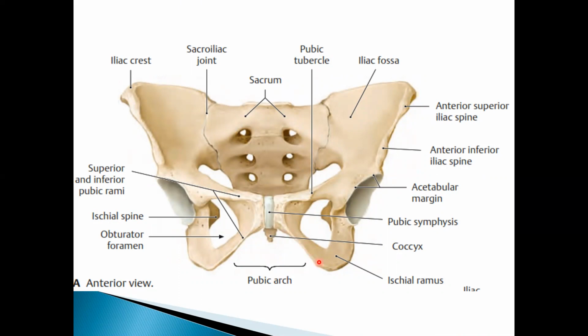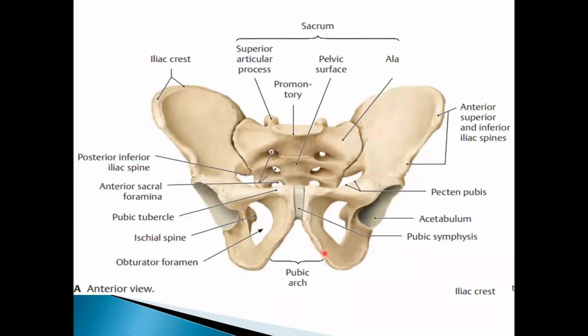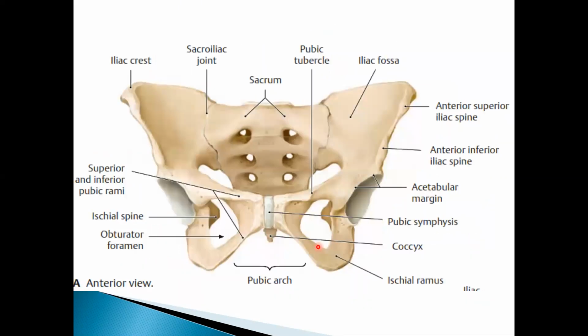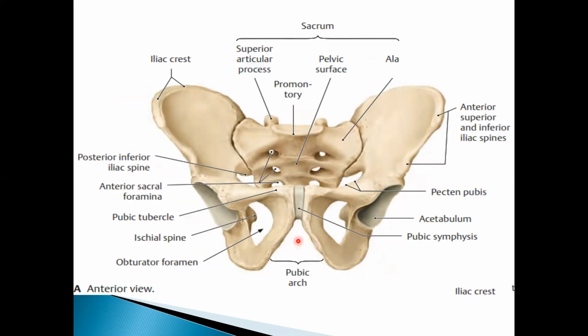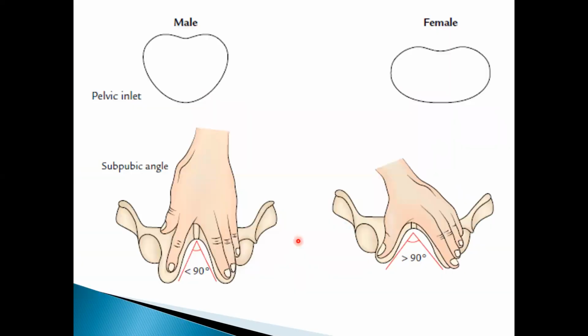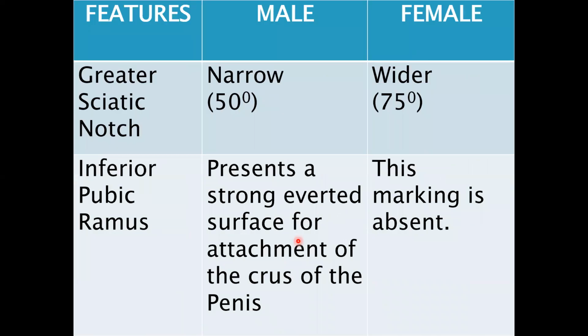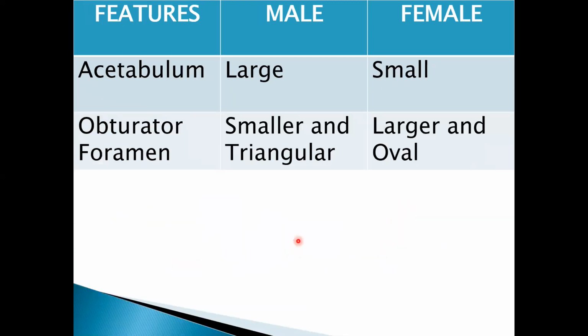Here you can easily find out the differences. Here the male pelvis is everted, and in female pelvis it is smooth, those eversions are absent. The inferior pubic ramus presents a strong everted surface for attachment of the crus of the penis. This marking is absent in the females. Then acetabulum is large in males, it is small in females. Obturator foramen is smaller and triangular, while it is larger and oval in females.